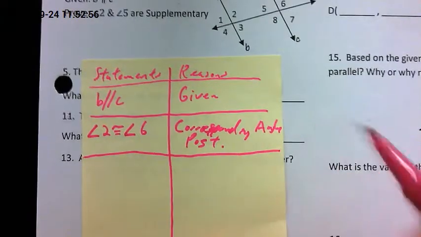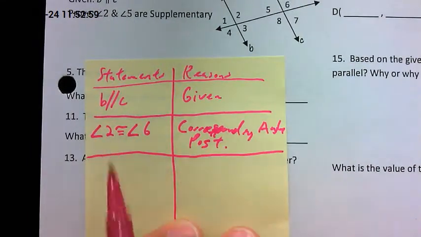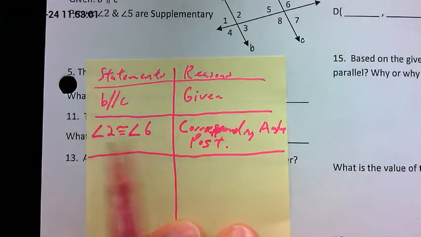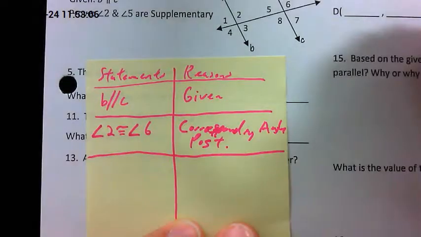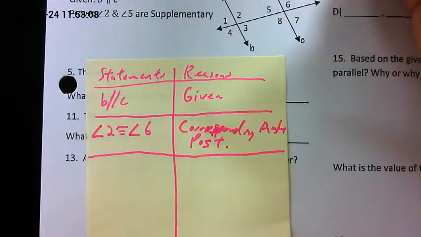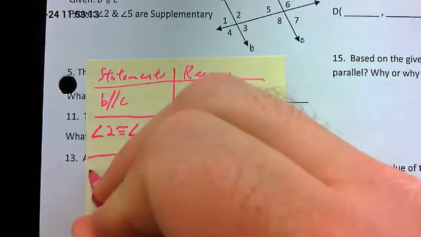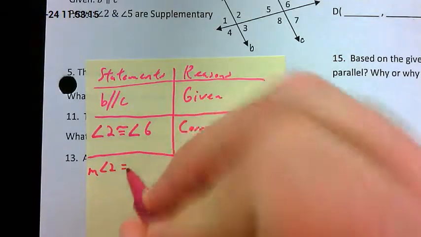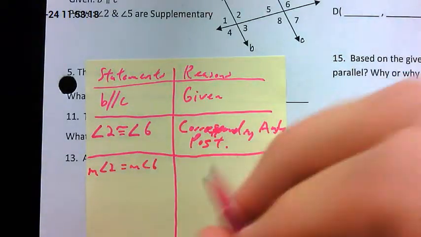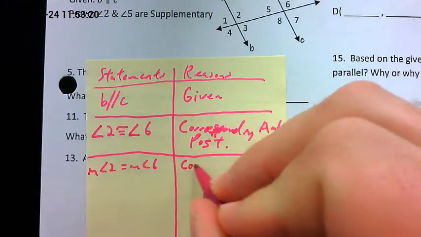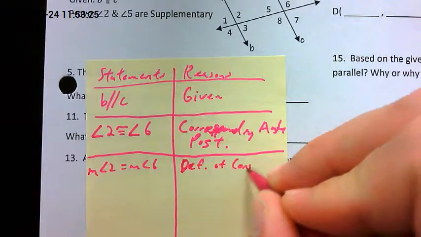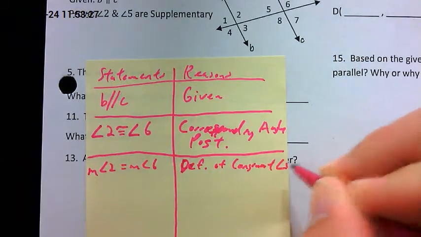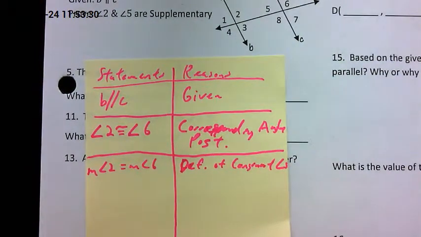Now that we know that these two are congruent, we can also say their measures are equal: measure of angle 2 equals measure of angle 6. And that would be, whoops, I almost forgot to write definition. Definition of congruent angles. Again, you could also say definition of congruency. That would also work.